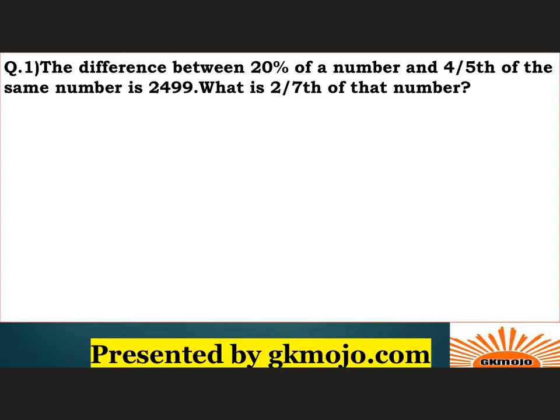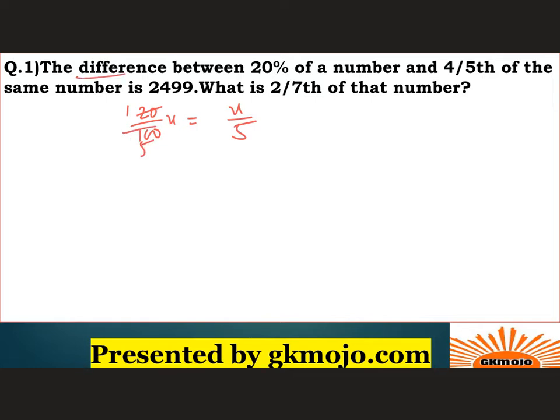The difference between 20% of a number and 4/5 of the same number is 2499. What is 2 by 7th of that number? So I'm sure many of you will think, oh God, this is a very confusing question. But if you go word by word in the statement, decrypting it in arithmetic form, in equation form, will be much easier. So 20% of a number. So first of all, let the number be x. So 20% of a number will be 20 by 100 x, which is equal to x by 5 after you deduct 20s, 25s, right?